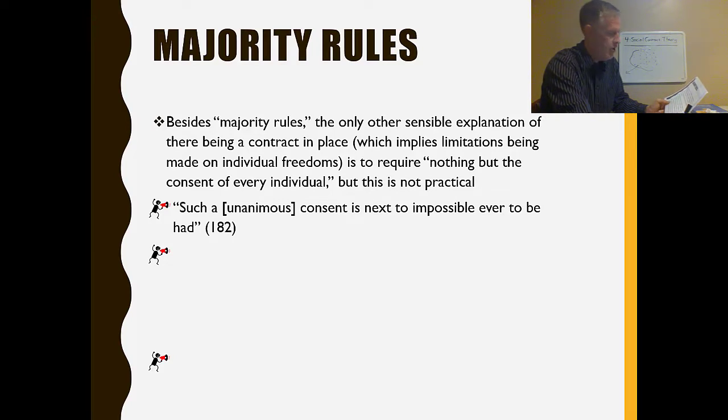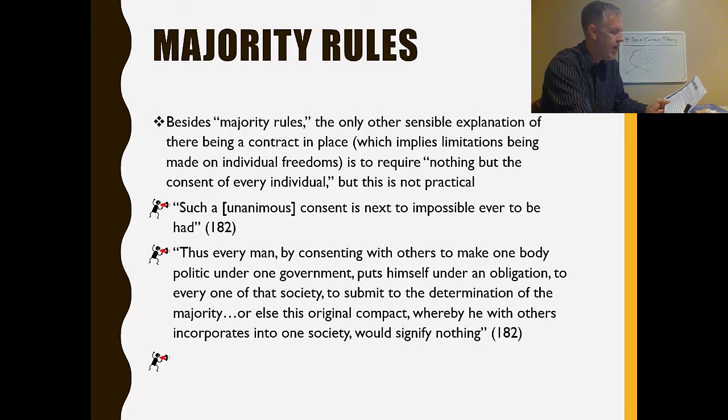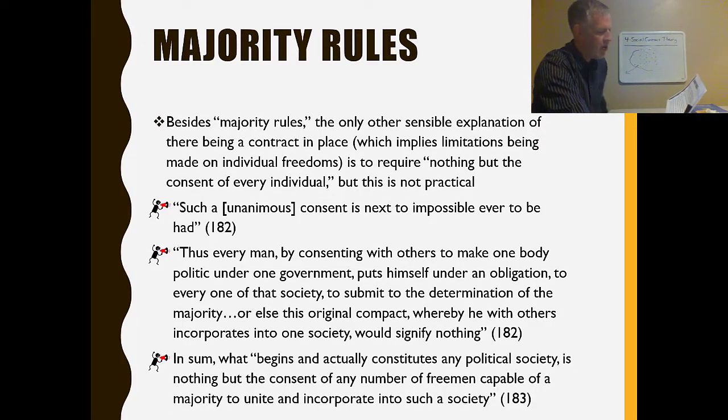And so he says, again on 200, quote, thus every man, by consenting with others to make one body politic under one government, puts himself under an obligation to everyone of that society to submit to the determination of the majority, or else this original compact, the social contract, whereby he with others incorporates into one society would signify nothing. In sum, what, quote, begins and actually constitutes any political society is nothing but the consent of any number of free men capable of a majority to unite and incorporate into such a society.